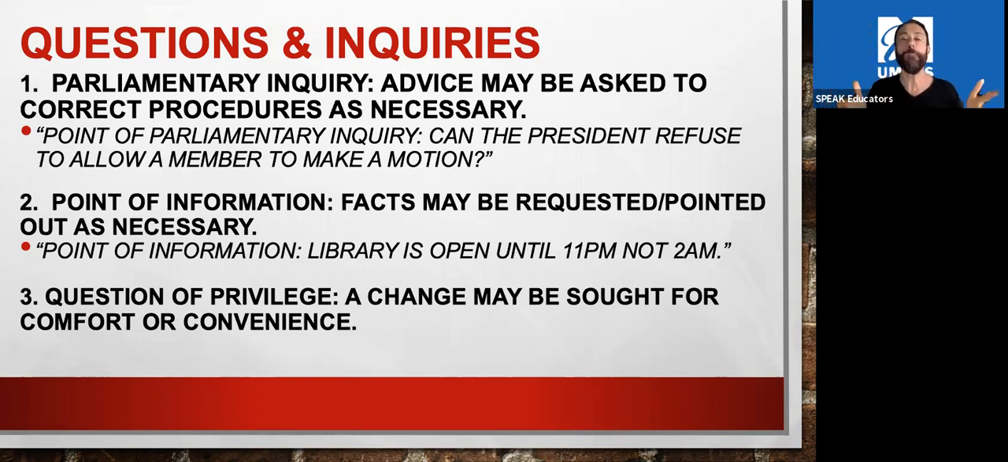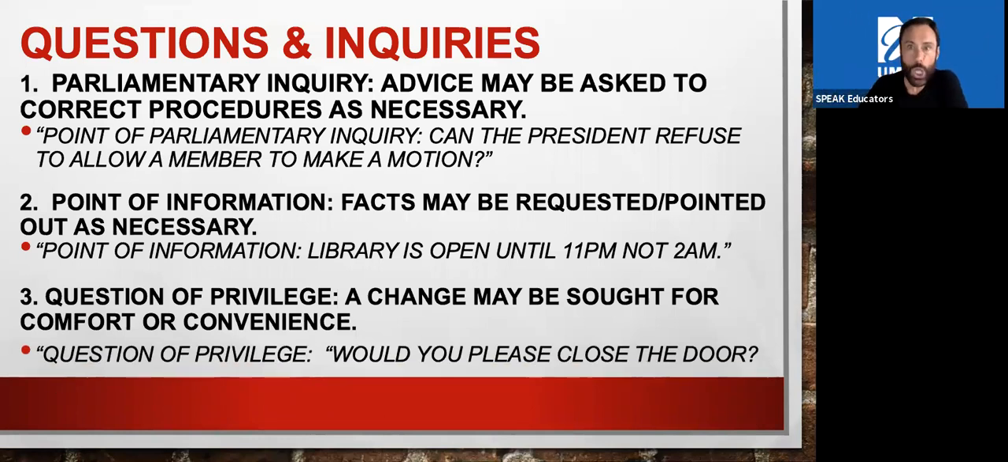So let's say you're in a meeting and there's a lot of noise out in the hallway and you're in the back of the room, but you can't get to the door yourself to close it. But the noise is distracting you. You can't hear all the discussion at the meeting. You can say question of privilege, right? And the chair then will recognize you. You could say, could you please close the door? I can't hear what's going on in the meeting. It's too noisy out there. And then someone will go and close it.